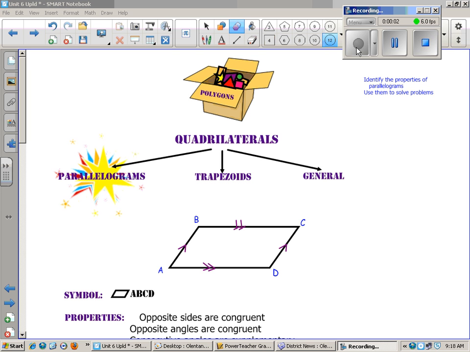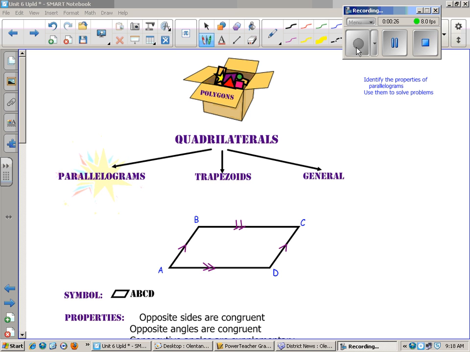Yesterday we talked about polygons in general. They all use that formula, n minus 2 times 180. They all have external angles equal to 360. Now we're going to zoom in and just look at quadrilaterals. Quadrilaterals have how many sides? 4. Okay? And quadrilaterals are divided into 3 groups.